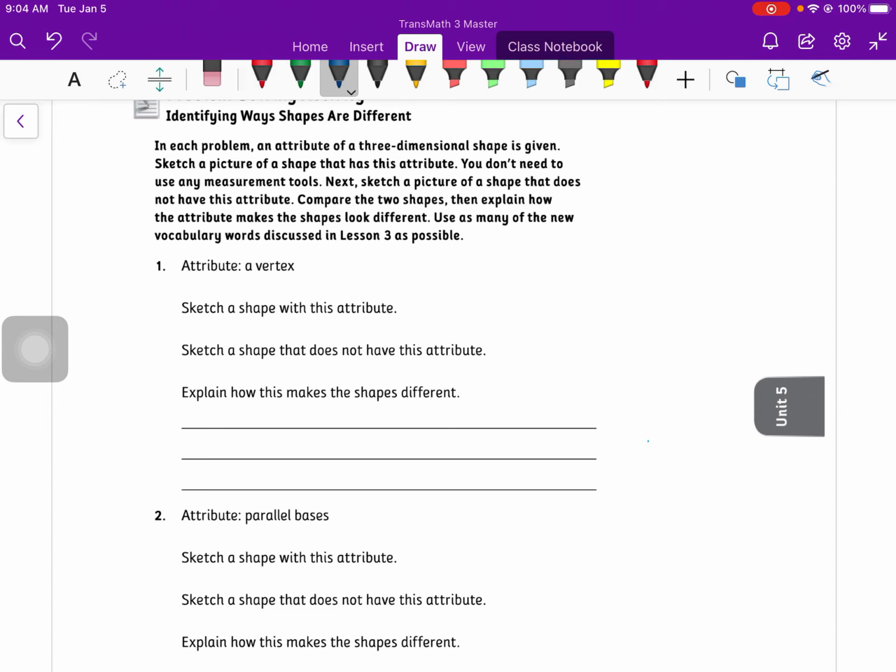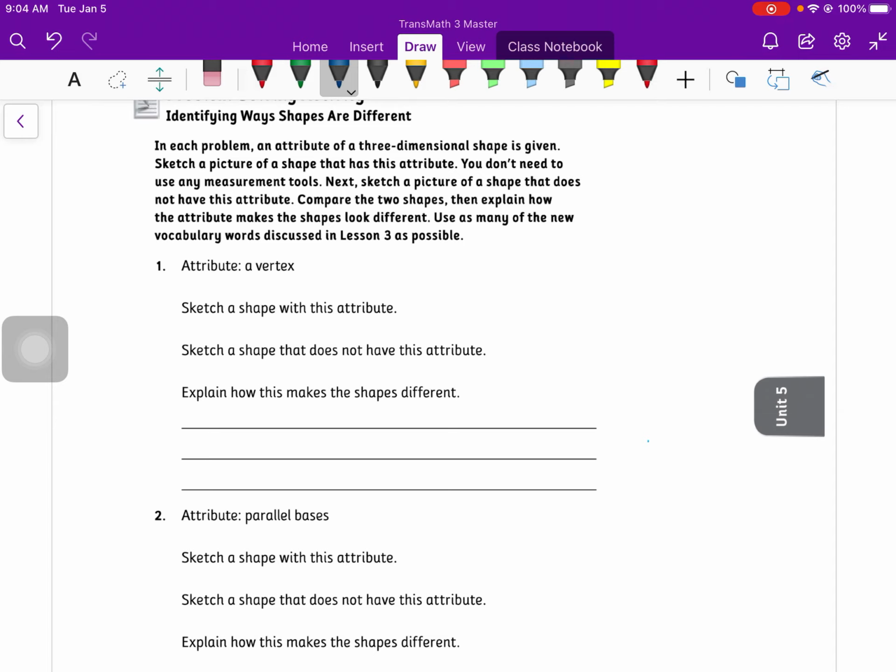We didn't really talk about any in Lesson 3. So we're just going to kind of say what these things are. So vertex, that's like a corner of a box. And parallel bases, remember the base is like the 2-dimensional shape that's usually at the bottom. Okay, parallel bases mean they are the exact same shape on top and bottom. They would never touch each other if you were to extend them out forever. So think like the top and bottom of a shoebox.